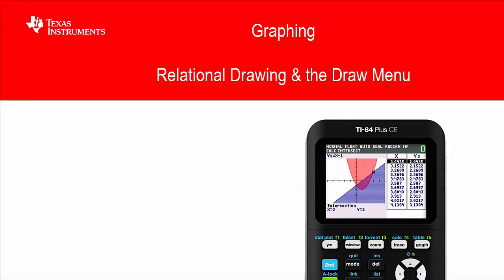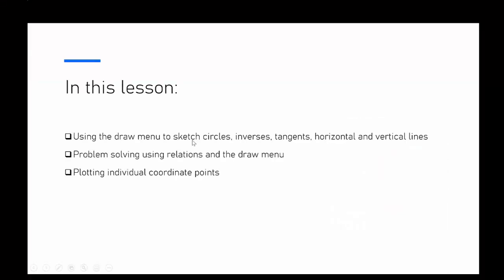In this lesson we're looking at relational graphing and the draw menu, and this obviously falls under our graphing section of the course. So some of the things that we're going to look at in this lesson are using the draw menu to sketch circles, inverses, tangents, horizontal and vertical lines, a bit of problem solving using relations and the draw menu, and plotting some individual coordinate points as well.